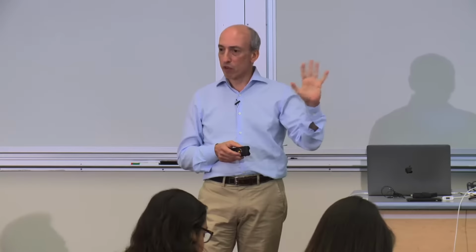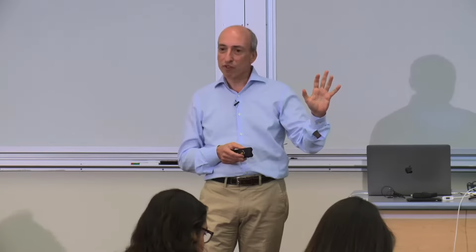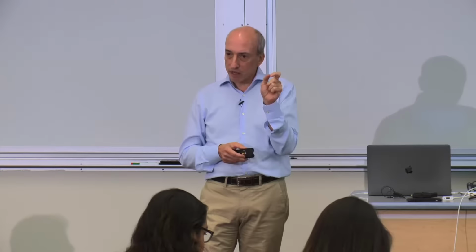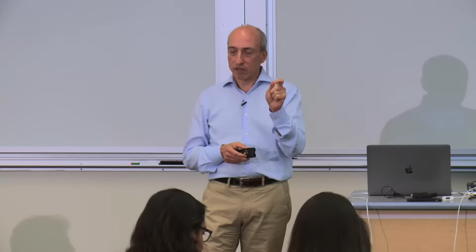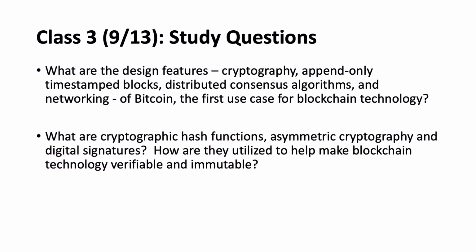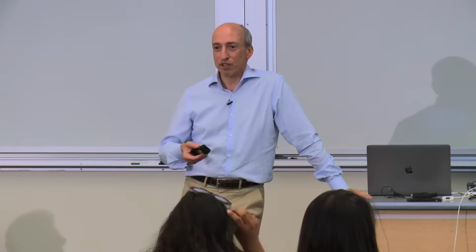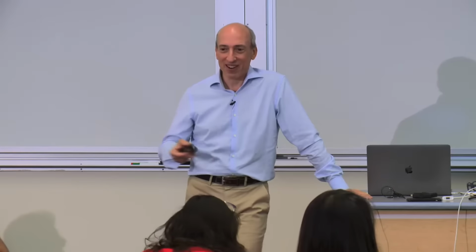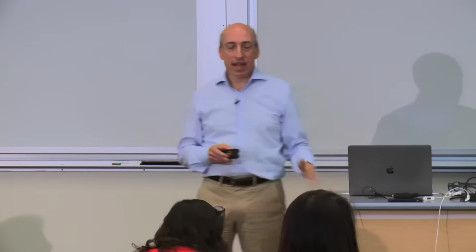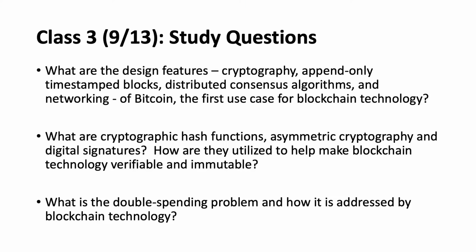Later in the semester, we'll talk a little bit about zero-knowledge proofs, but they're not as fundamental to the first application. And they help make things verifiable and immutable. And that's the business side, the market side. Why does it matter? Otherwise, like, who cares what's in the carburetor if it doesn't matter? And then how does this all relate to the double spend problem?